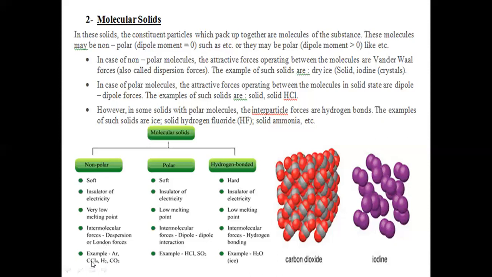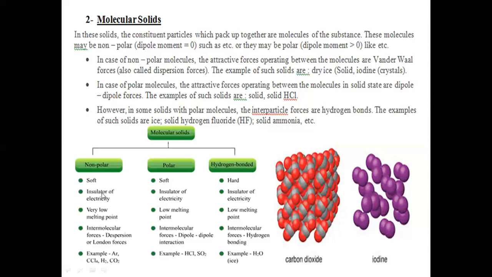Examples are argon, carbon tetrachloride, hydrogen, and carbon dioxide. The polar molecular solids are soft insulator of electricity, low melting point. Intermolecular forces are dipole-dipole interactions, and examples are HCl and SO2. Hydrogen bonded molecular solids are hard insulator of electricity, low melting point. Intermolecular force is hydrogen bonding. The example is ice, that is frozen water.